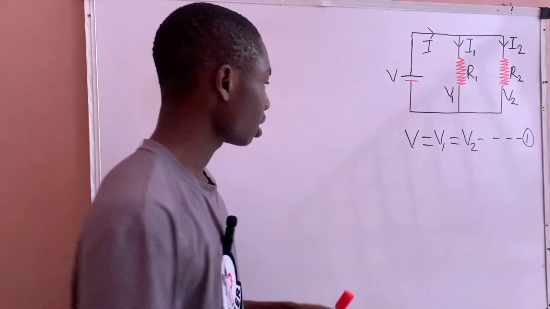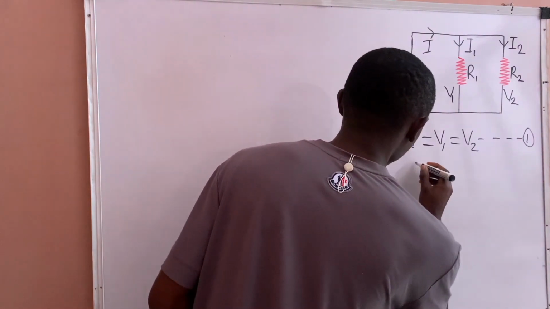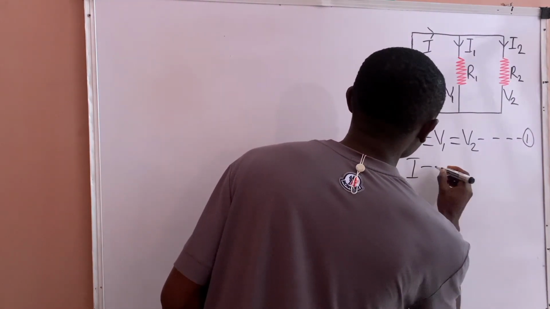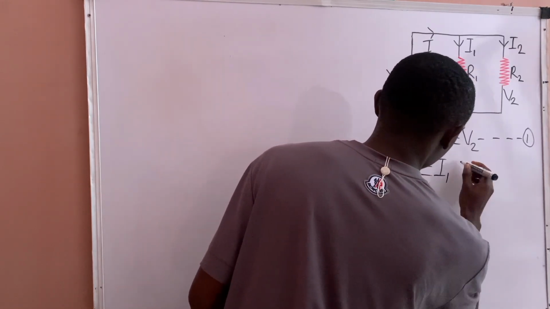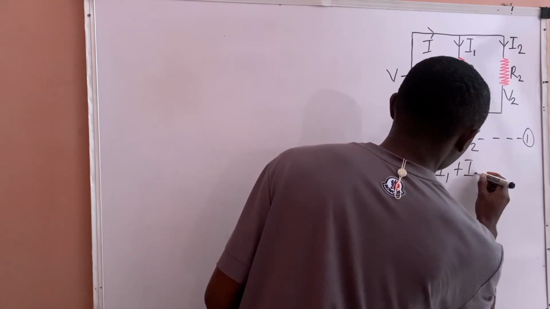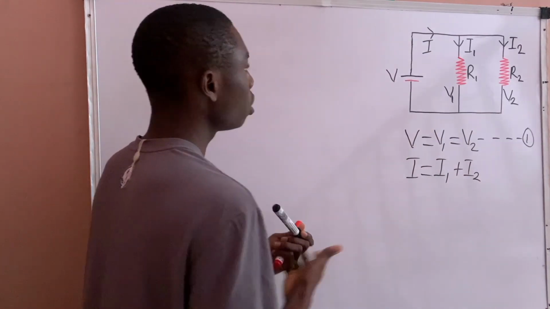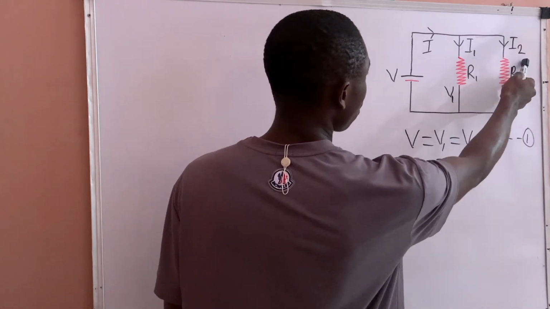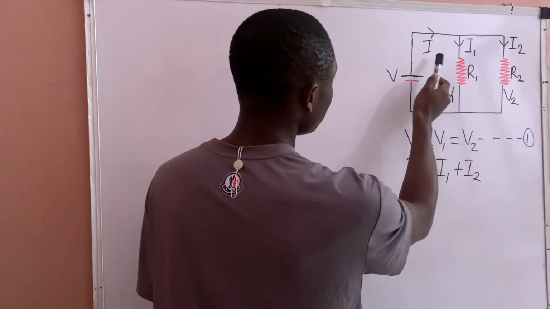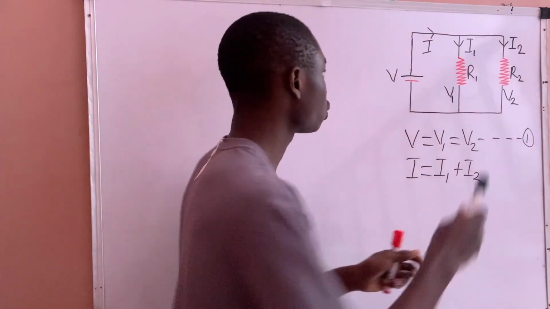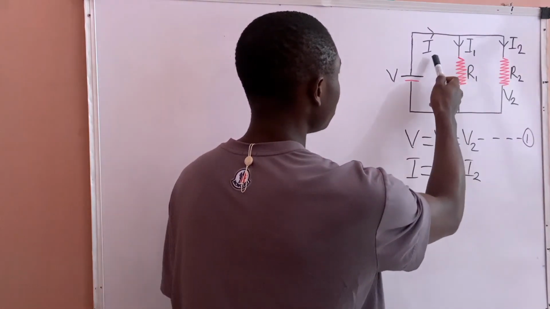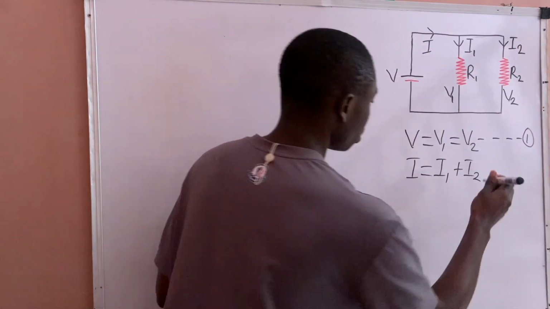So with that statement, I can write that the supply current, which is I, will equal I1 plus I2. If we sum these two currents, it will give us this I, which is KCL. If we sum these two, it will give us this I.